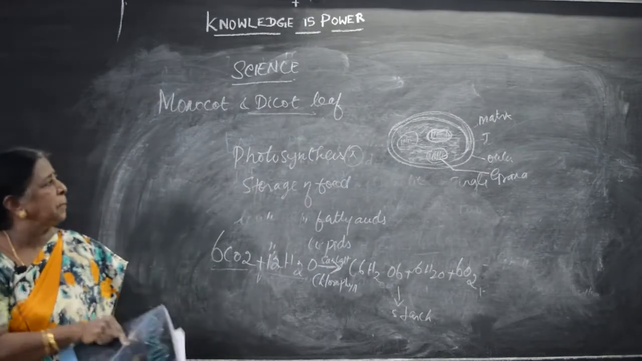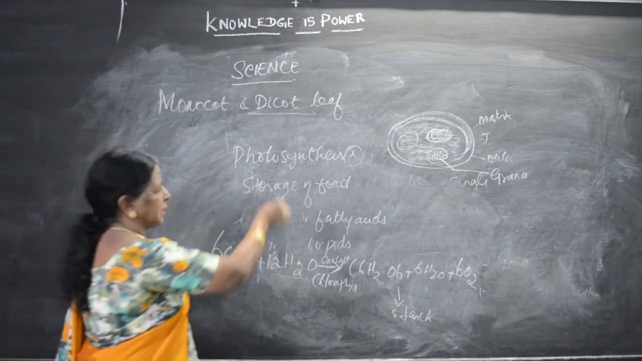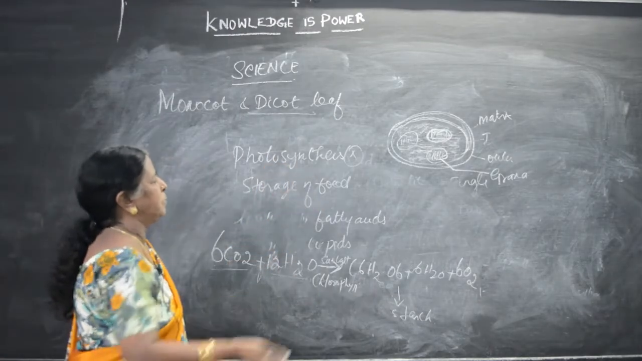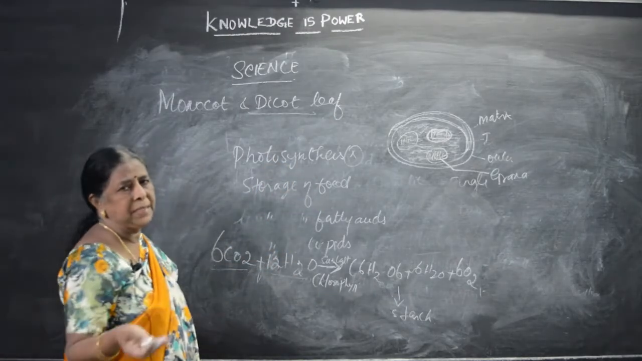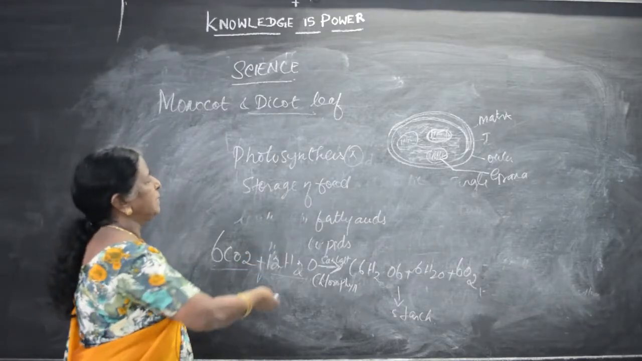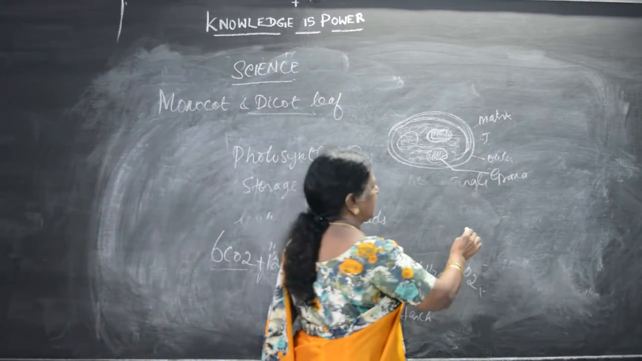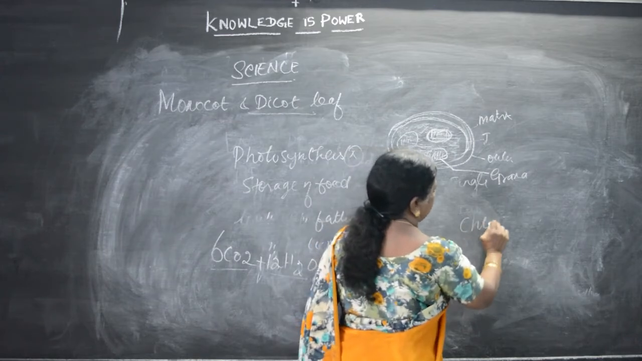Then photosynthetic pigment. Next we have to say what the photosynthetic pigments are. By doing photosynthesis, plants can store the food. Whenever we need, we supply it. Then fatty acids, everything. Then what are the pigments? The pigments can be of two kinds: one is chlorophyll A, the other is chlorophyll B.